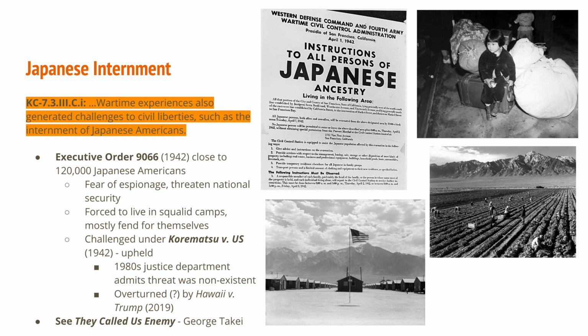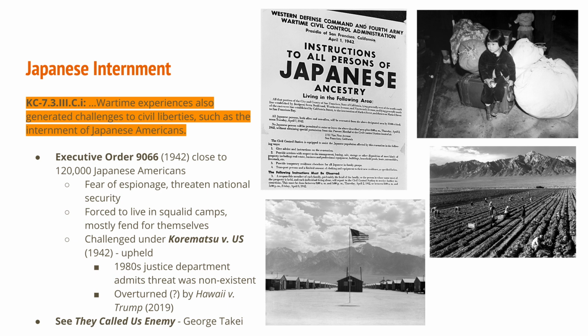Well, in the 1980s, under new investigations, the Justice Department found that the U.S. government overplayed the threat that Japanese Americans actually posed, that there really was no threat to national security by allowing them to continue to live their lives. And so those survivors who were still alive in the 1980s were given some monetary compensation. However, the court case was not overturned.